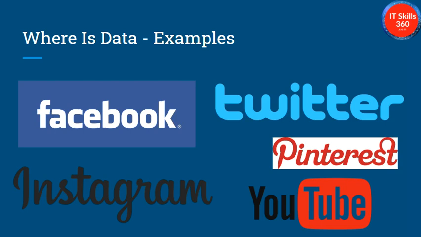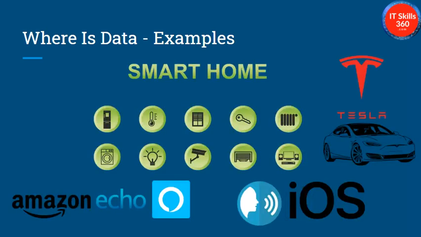But in addition to that, even today we are moving towards smart homes. So we have smart refrigerators, smart thermostats, smart door locks, smart bulbs, smart cameras, even smart cars. We have devices like Amazon Echo, where you communicate, and that is generating or storing your data. There is Siri on your iPhone, or other voice assistants like Google Assistant. All of these things are nothing but getting data.